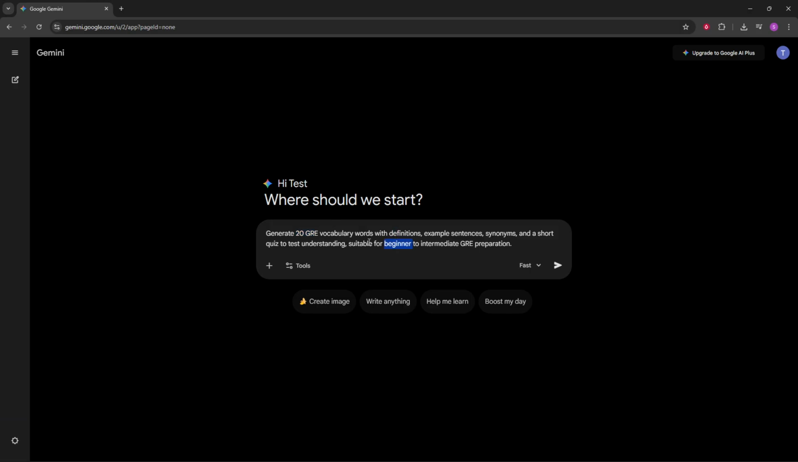Now write a clear prompt to generate vocabulary practice. Tell Gemini exactly what you want. For example, you might say, create a GRE vocabulary set of 15 advanced words with concise definitions, one original example sentence per word, and at least one synonym.